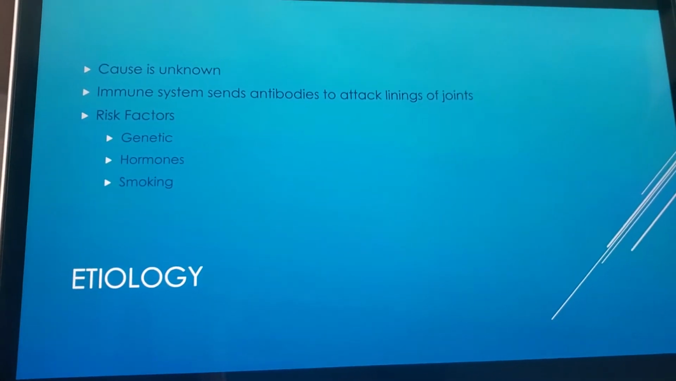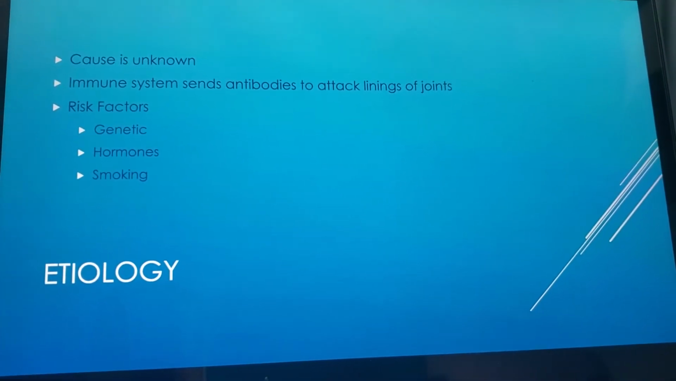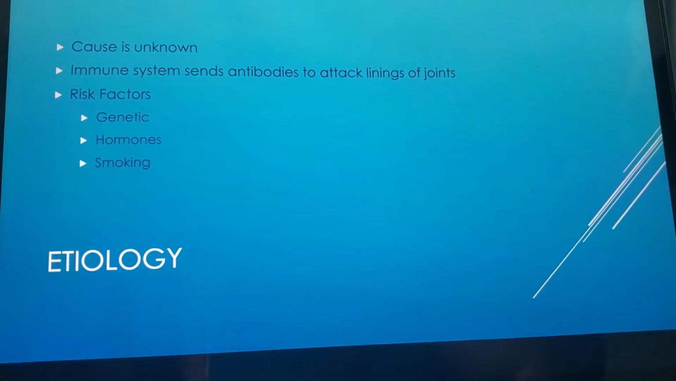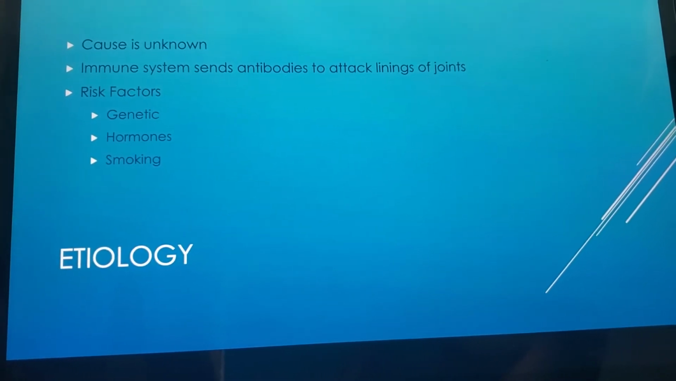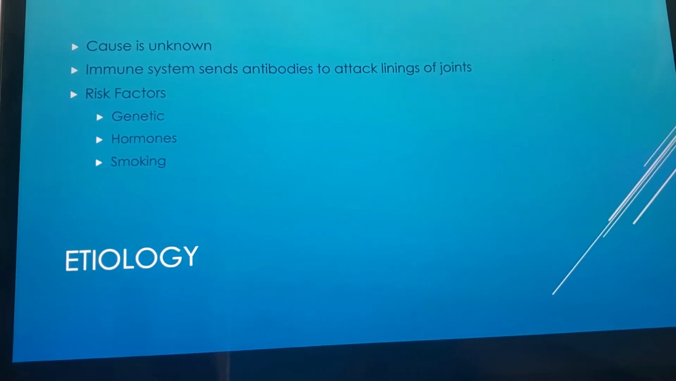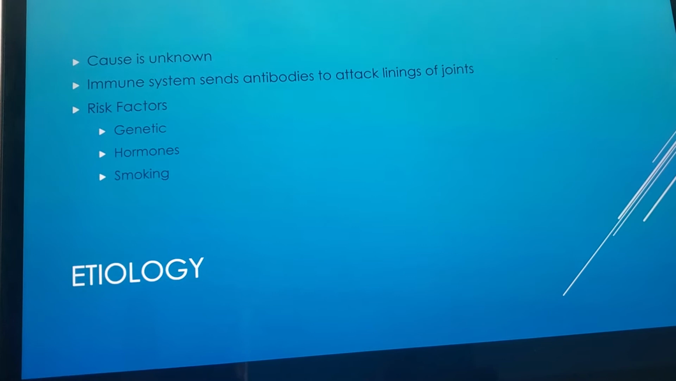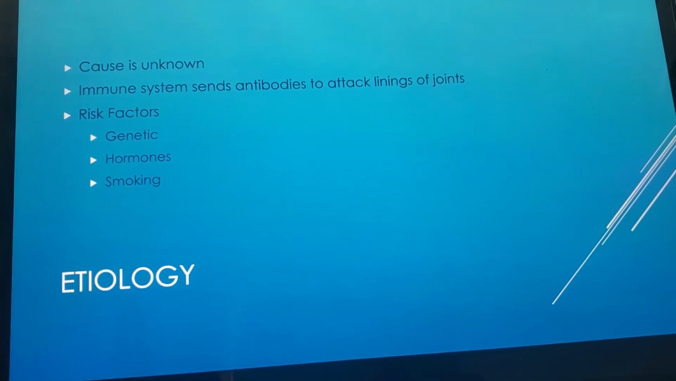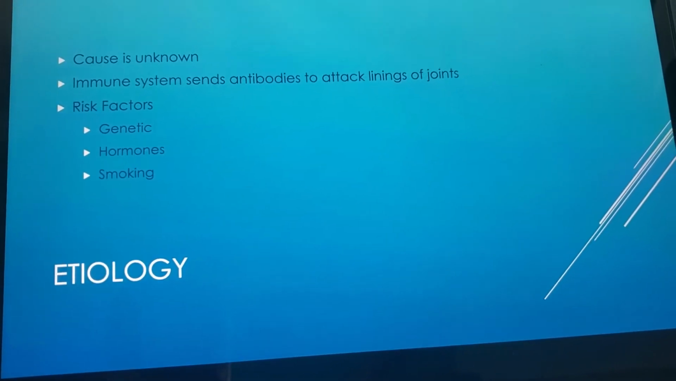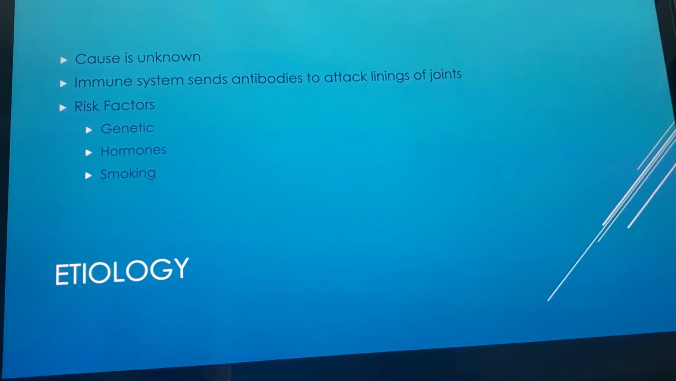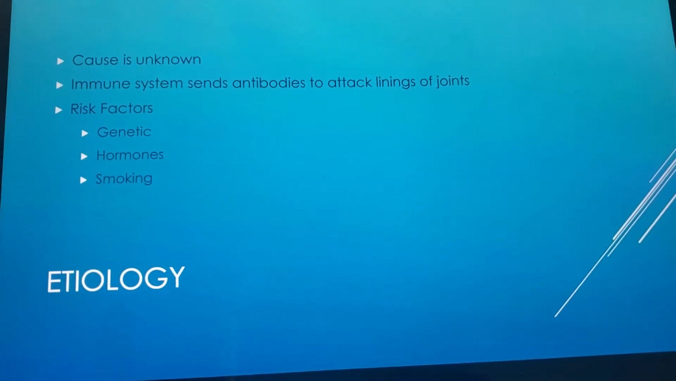Etiology. From the research that I've done, the cause of rheumatoid arthritis is unknown, other than the fact that it is an autoimmune disease. Some risk factors could be genetic. There's some evidence that shows that, but it's very small. Hormones. The only reason they think hormones may have something to do with this is because women more commonly have this than men, so they think maybe that could be due to hormones. And then smoking. There is some evidence that smoking can increase your chances of getting rheumatoid arthritis.